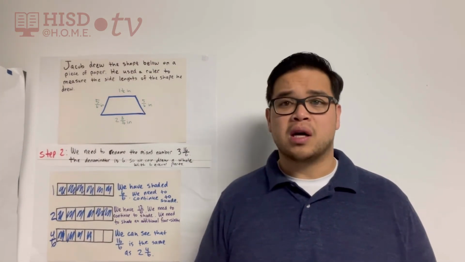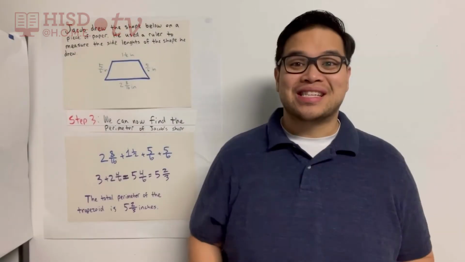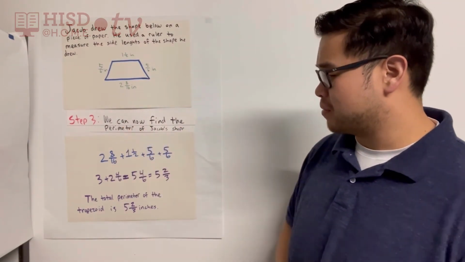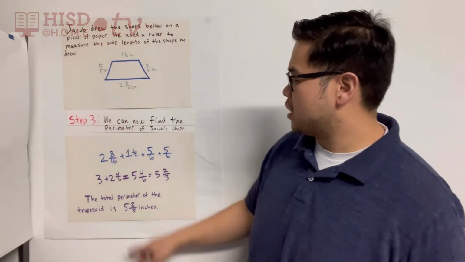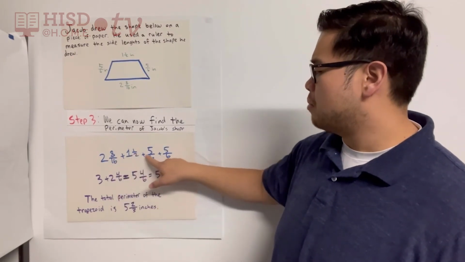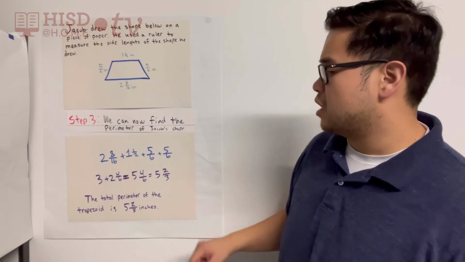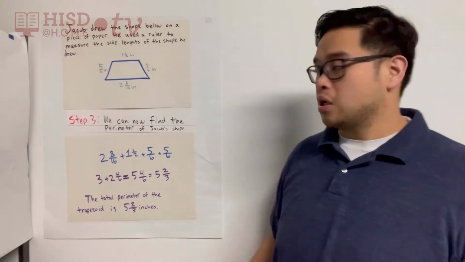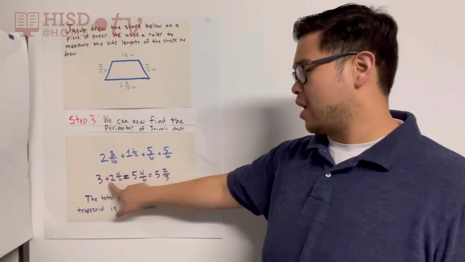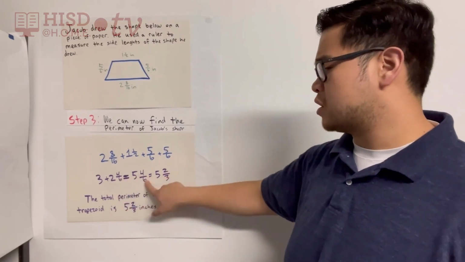Now we're going to move on to step 3. We can now find the perimeter of Jacob's shape. Originally we had 2 and 8/16 plus 1 and 1/2 plus 5/6 plus 5/6. And we were able to convert it and simplify it to 3 plus 2, 4, 6. When we add that up, we get 5 and 4/6.